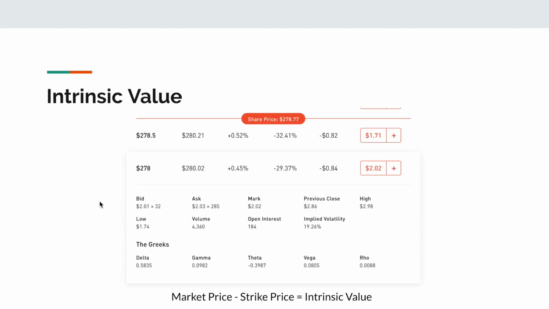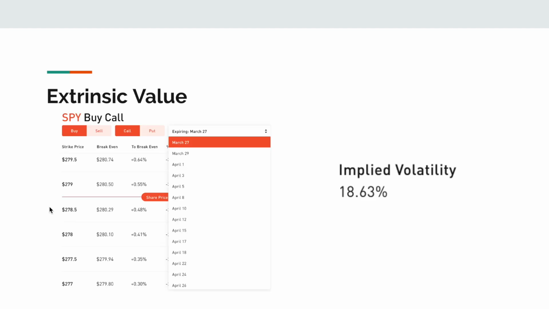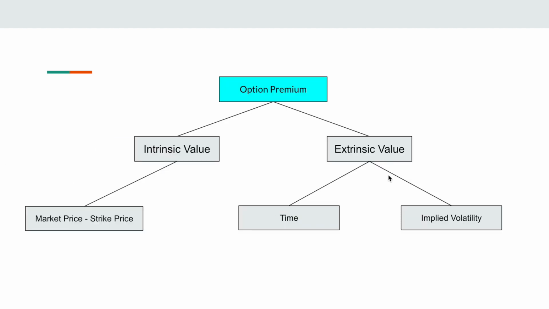Again, just to recap a little bit, intrinsic value is the market price, so the actual share price, minus the strike price. In this case, you would subtract 278 from 278.77. It gives you 77 cents, or $77, which will factor into the total option price. So $77 of this full price is coming from intrinsic value alone. The remaining balance is coming from something we call extrinsic value. Extrinsic value is made up of two different things: time and implied volatility.